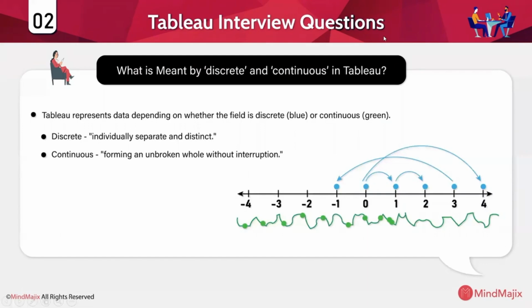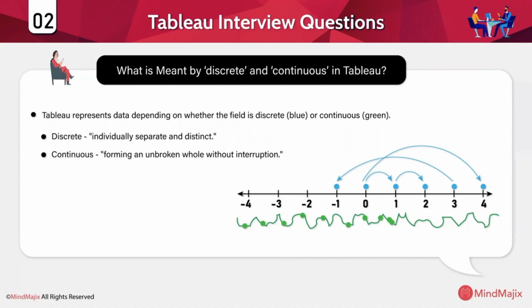Question number 2. What is meant by discrete and continuous in Tableau? Basically, we are talking about the discrete parameter and the continuous parameter here. In that part, Tableau represents data depending on whether the field is discrete or continuous. If you can see the figure over here, the blue part will represent the discrete and the green part will represent the continuous in the diagram.